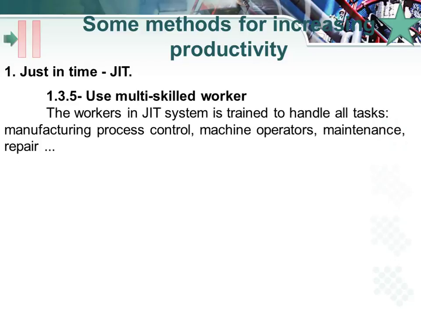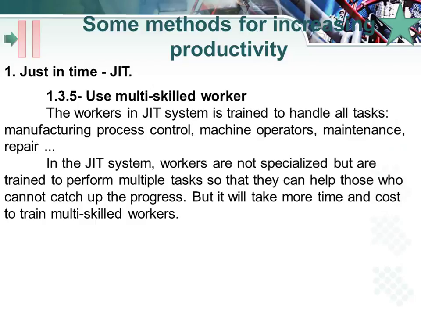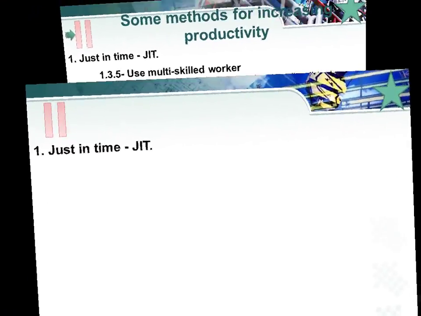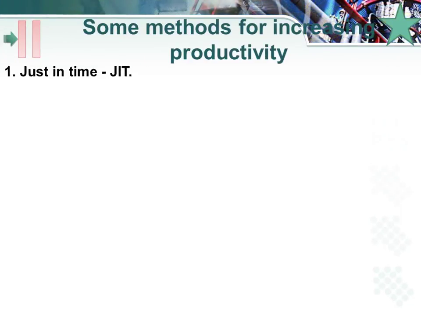5. Use multi-skill workers. The workers in the JIT system are trained to handle on-staff manufacturing process control, machine operation, maintenance, repair. In the JIT system, workers are not specialized but are trained to perform multiple tasks so that they can help those who cannot catch up on the project. But it will take more time and cost to train multi-skill workers.